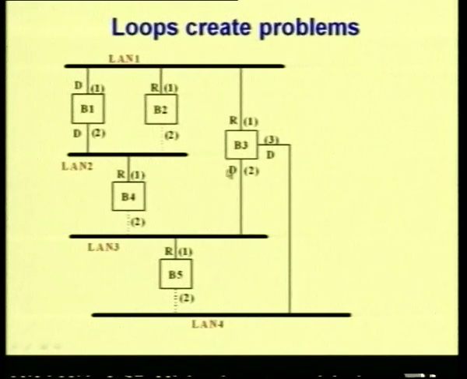So the result is that you have loops that are there in the system. And these loops can create problems. Let us look at how a loop can create a problem. So let us say for instance, I have this LAN 1 and I have two bridges, B1 and B2, which are connecting up to LAN 2. So when some node on LAN 1 transmits data, it will be received by B1, B1 will learn that it is coming from port 1 and transmit on to B2.